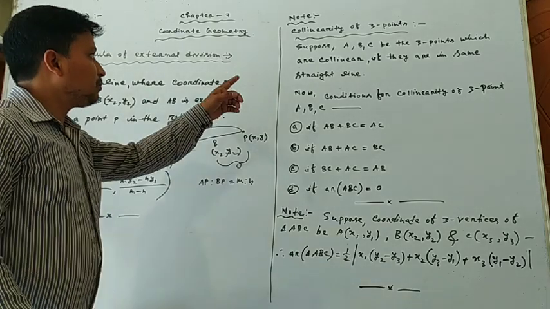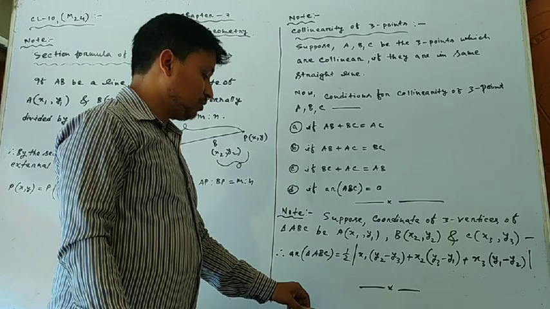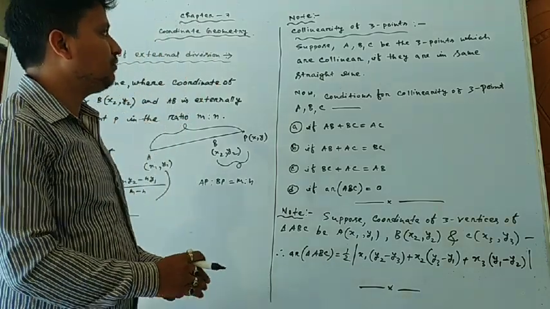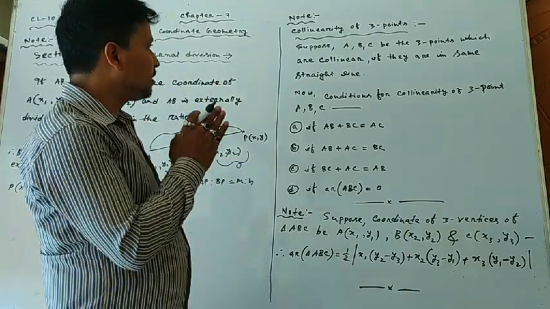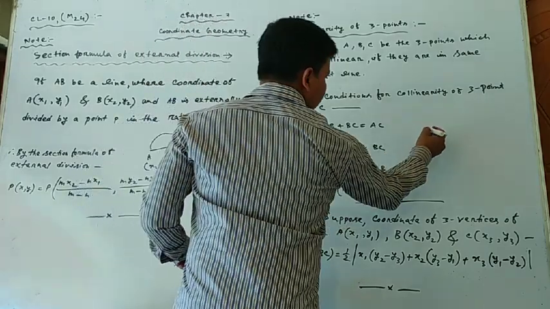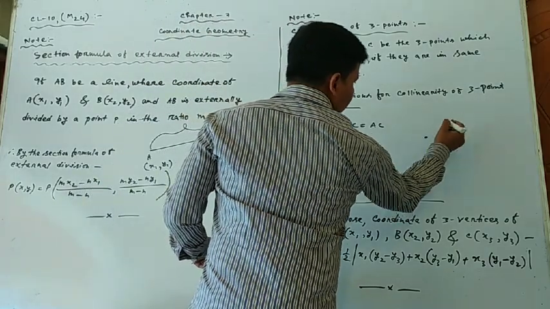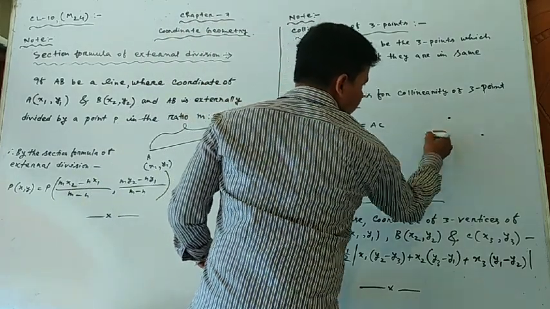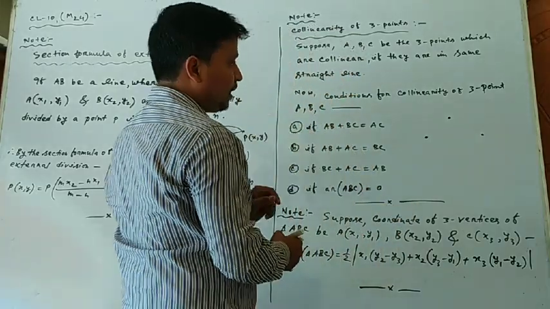Okay. So what is the next concept? Collinearity of 3 points. Collinear means the points come on the same straight line. Suppose one point is given here, one point here, one point here. These 3 points are not on the same straight line.